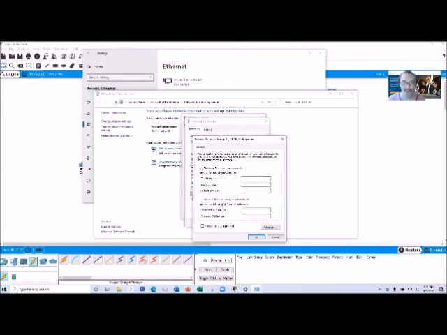If you do the same in the other computer, computer A and computer B can communicate now because they are on the same network, their IP addresses are unique, and they have the same subnet mask. So that would be it.